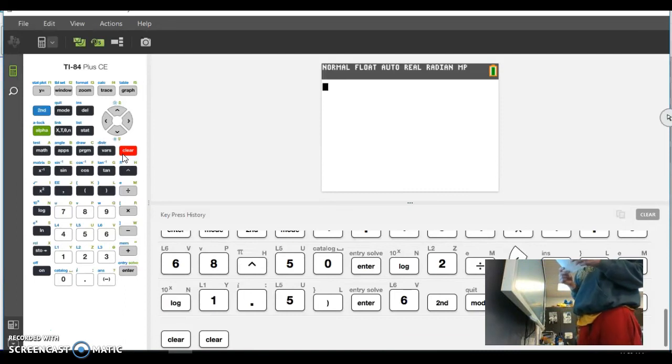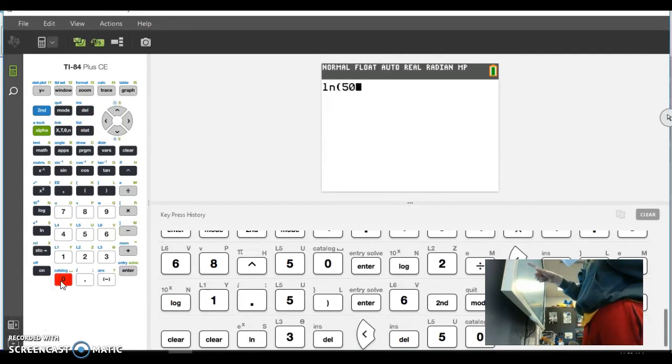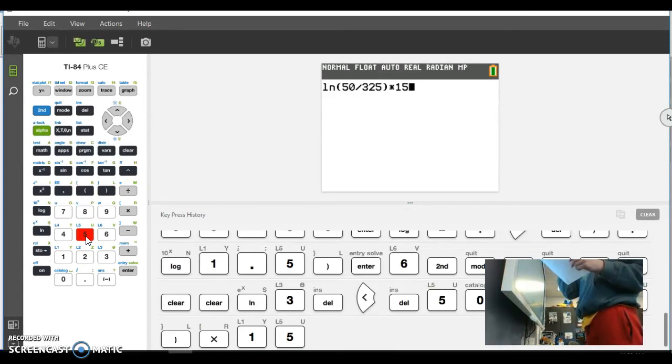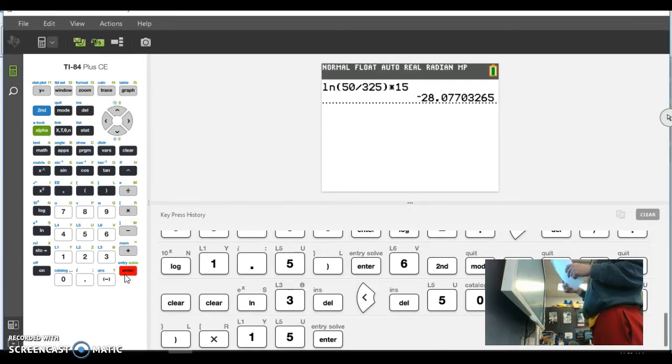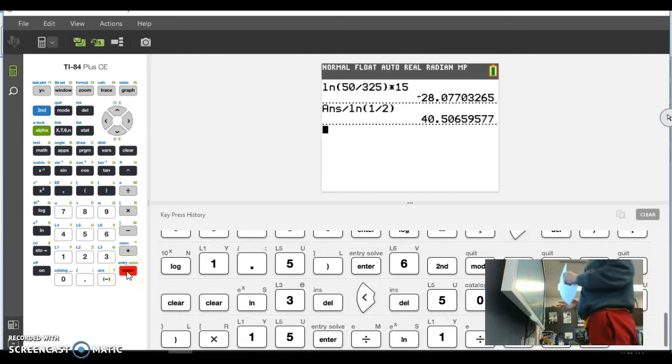So now you're going to go back to your equation. You have ln of 50 divided by 325, times 15, equals that divided by the ln of 1 divided by 2, 1/2. And that is your answer.